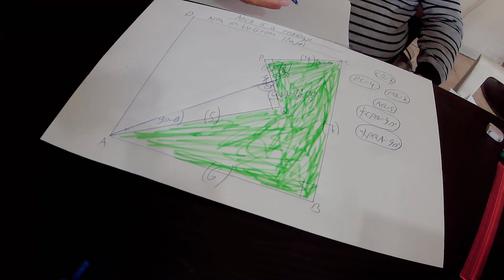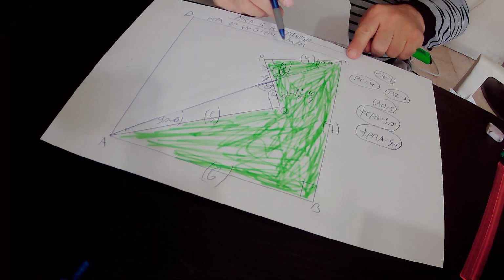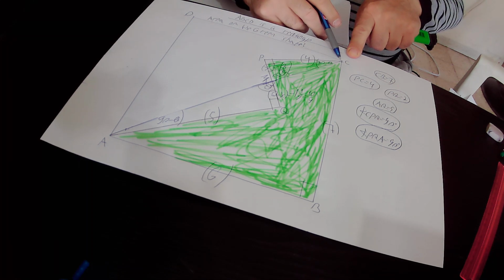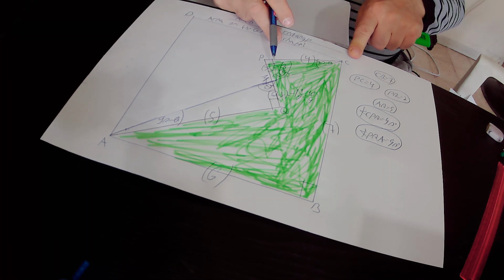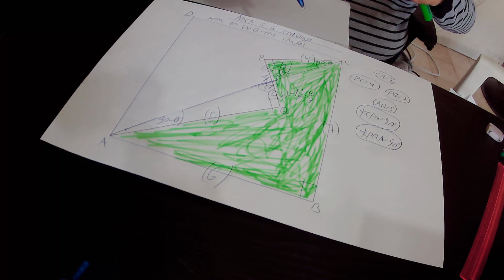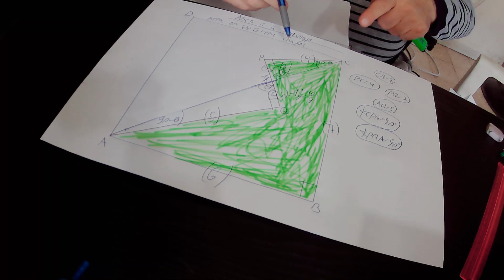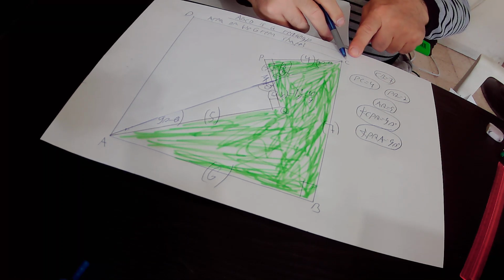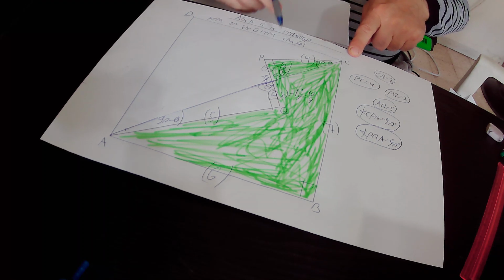But the area of the green shape also includes the small right triangle CPM, and the small right triangle CPM is not included in the area of the right triangle ABC. Therefore, we have to add to the area of the green shape the area of the small green right triangle, triangle PCM.